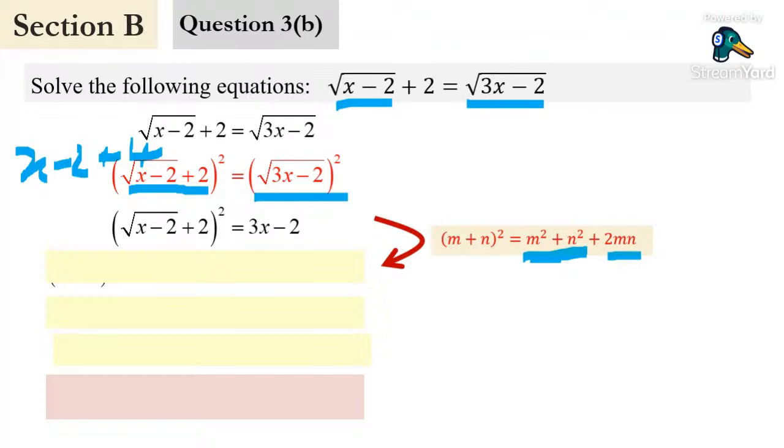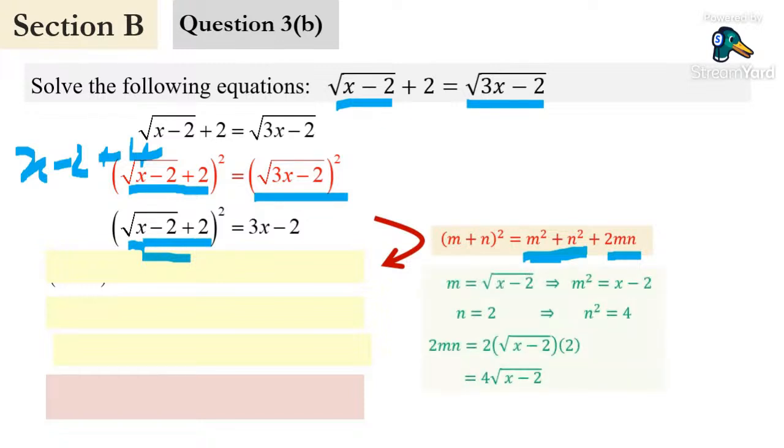Go on now. Observe this part here, compare with the formula that I'm going to apply here. We find out that actually the m is equal to the square root, the n is equal to 2. m squared is x minus 2, n squared is 4, 2mn is 2 times square root times 2, 4 square roots. As a result, I can just write my answer directly like this form. So this is the m squared and 2mn accordingly.